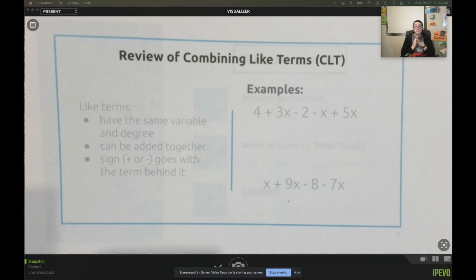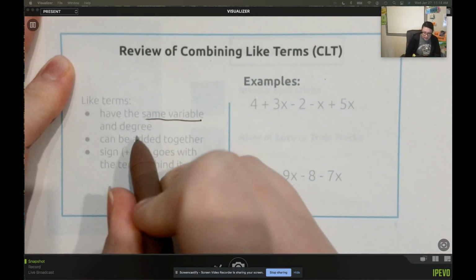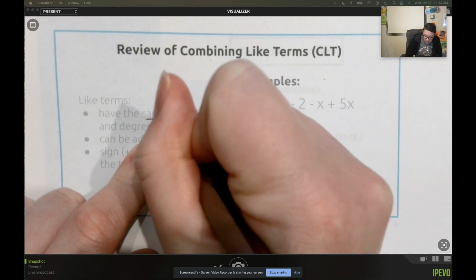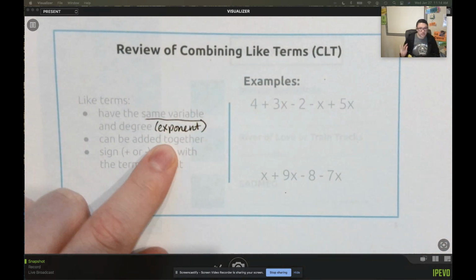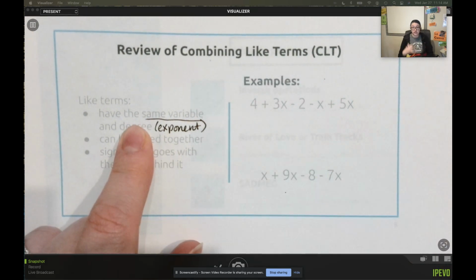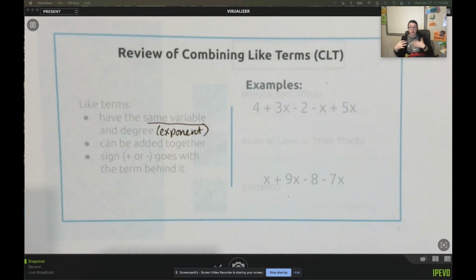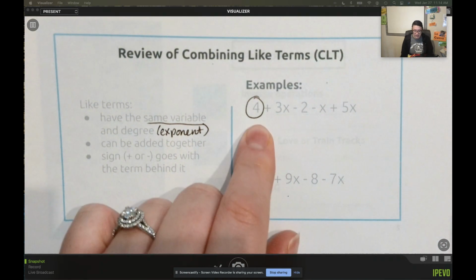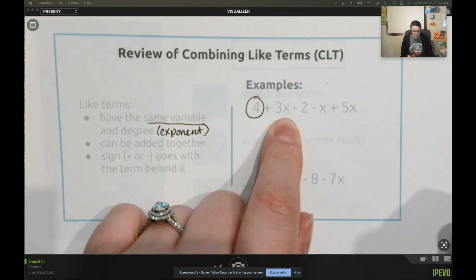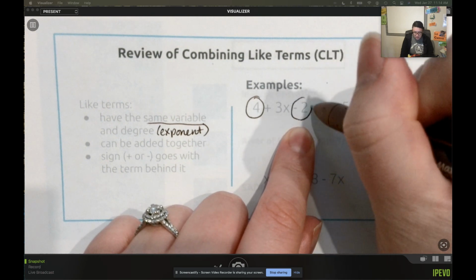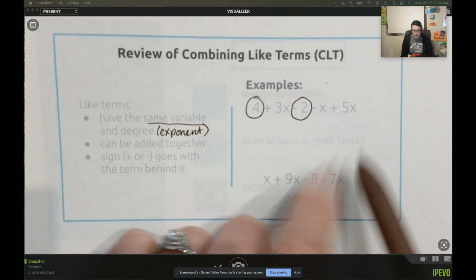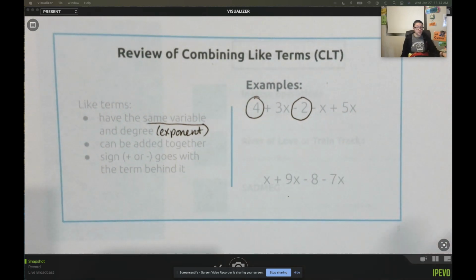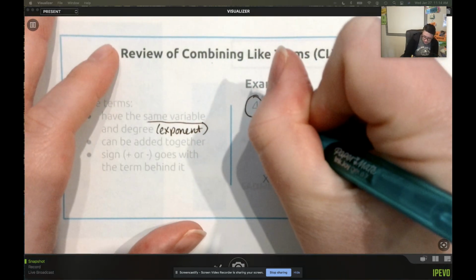So first, we're going to review combining like terms. Remember, like terms have the same variable and degree. Degree means exponent. But for the 8th grade version of this, we're not going to be seeing exponents. We're just going to focus on does the number have a variable or not. So I see here 4 does not have a variable. That one does. This one, -2, does not have a variable. They are like terms. Everything else has a variable. So that means that they are like terms.